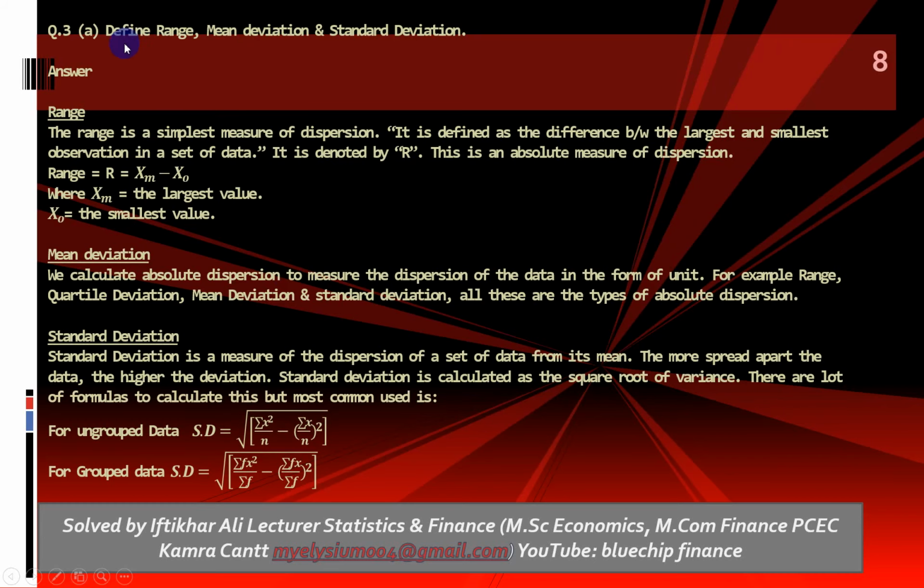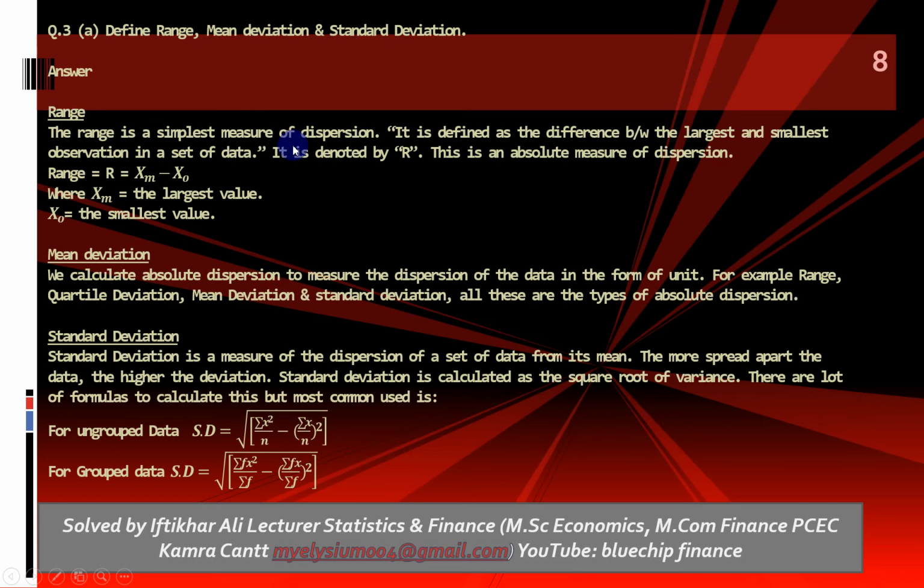Question number 3, part A, define range, mean deviation and standard deviation. First of all, these three are the measures of dispersion. Secondly, these three are the measures of absolute dispersion. Now what remains is to discuss the formulas.